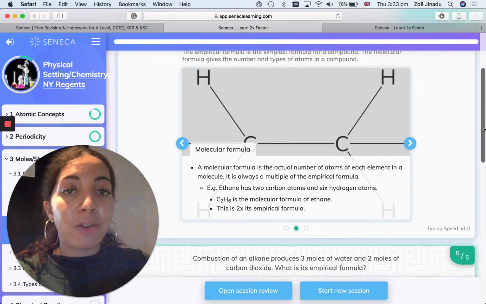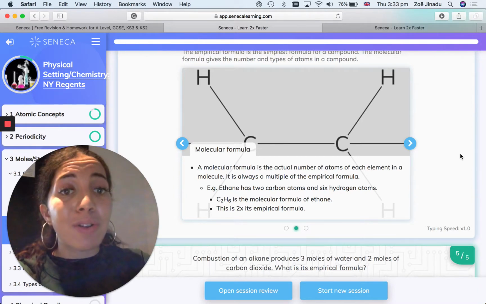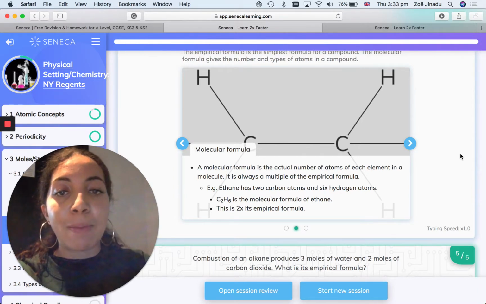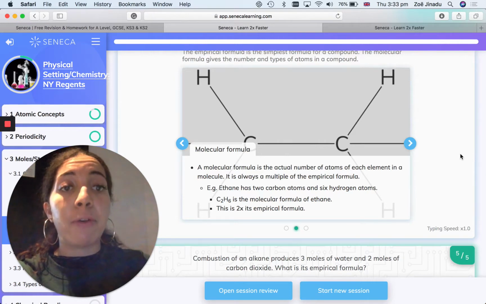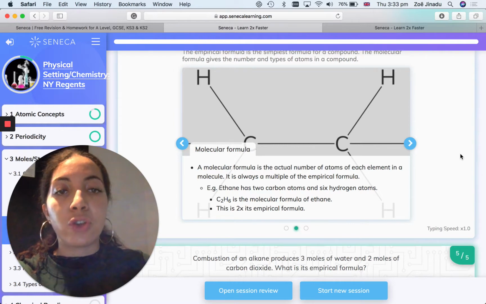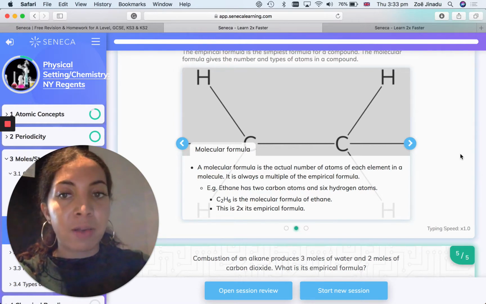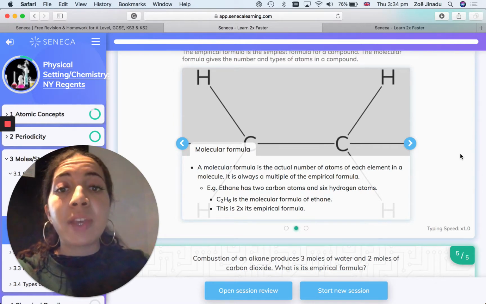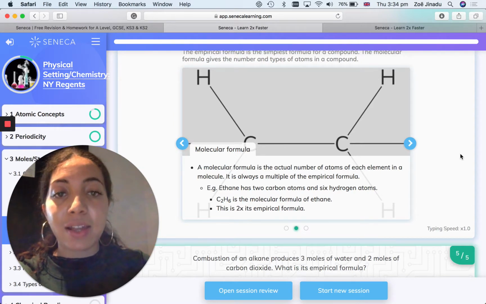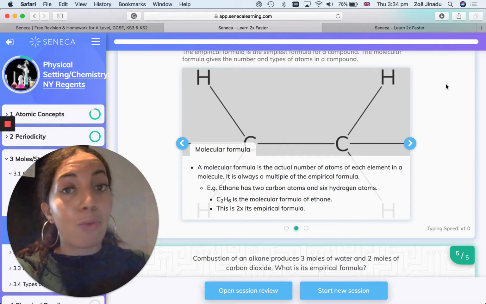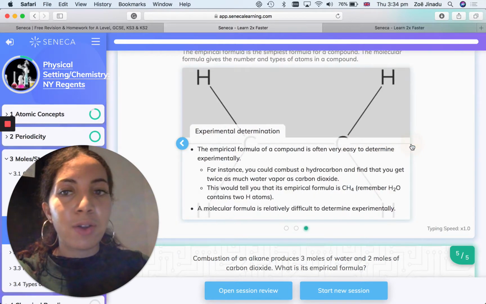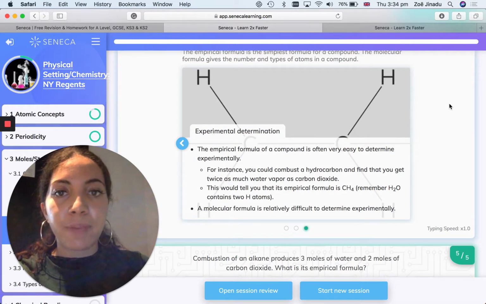A molecular formula is the actual number of atoms of each element in a molecule. It is always a multiple of the empirical formula. Always. For example, ethane has 2 carbon atoms and 6 hydrogen atoms, right? So C2H6 is the molecular formula of ethane. It's twice the empirical formula, for all those eagle-eyed viewers out there.